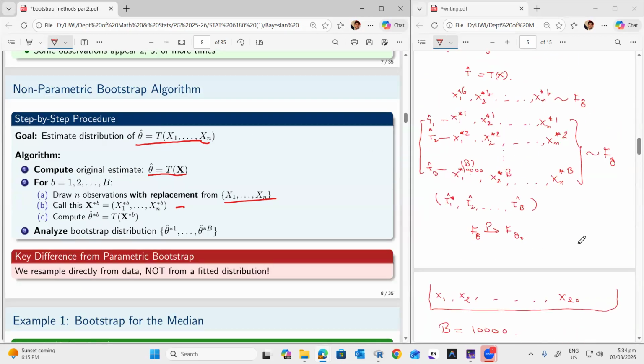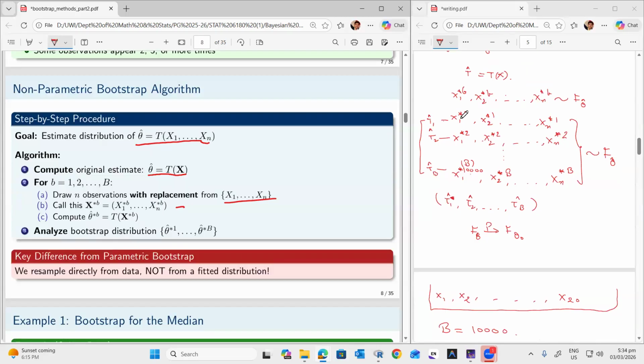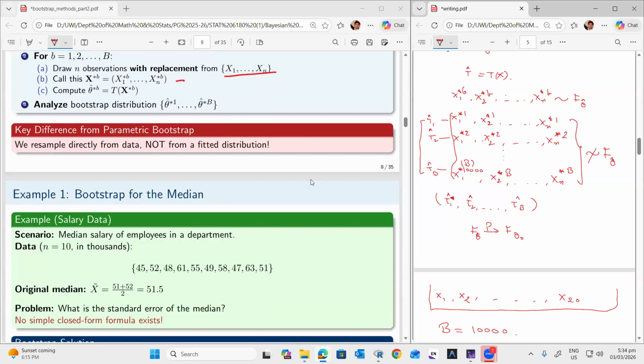The ones I showed you earlier were following some distribution, but here they will not follow the distribution, but still they are bootstrap samples. For these samples, I am going to compute T(x star B) and analyze the bootstrap distribution of all these theta star 1, theta star 2, up to theta cap star B. I'm going to evaluate them. So here we sample directly from the data, not from a fitted distribution.